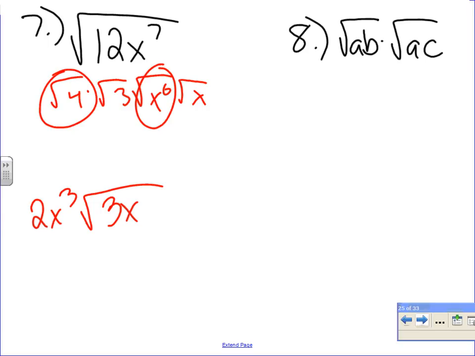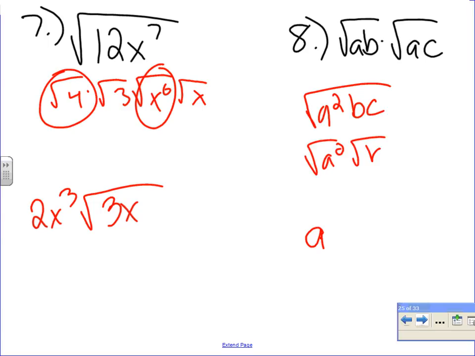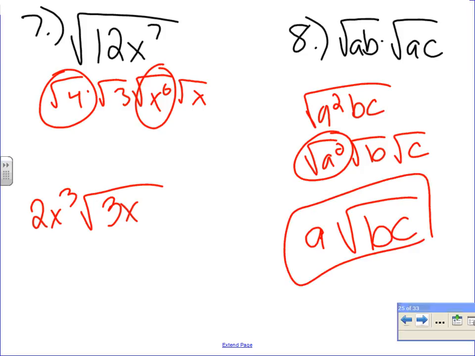Okay, number 8, John, what'd you get? Okay, so when you multiply them, yes, a squared bc, but you got to keep going. Okay, and then what? Good job. So a and then square root of bc is the answer.